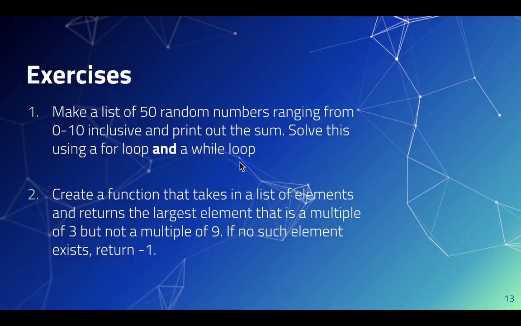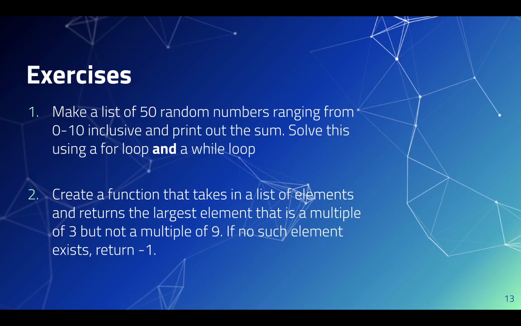And then we have a set of exercises. Our exercises include making a list of 50 random numbers ranging from 0 to 10, and printing out the sum. So this will require you to use what you learned from the random module, as well as using stuff like loops to solve this. And our challenge is to try to solve this using both a for loop and a while loop. It might be a bit easier to do it with a for loop, but try to do it as well with a while loop.